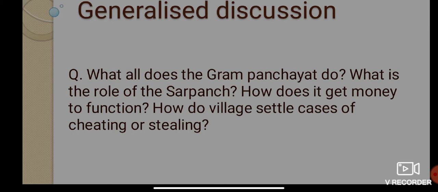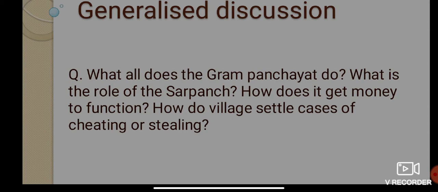The Gram Panchayat looks after the welfare of the village. It helps people to get clean drinking water, and also improves the conditions of roads. It helps farmers with seeds and fertilizers. It also improves the condition of schools and health centers. It organizes village fairs.